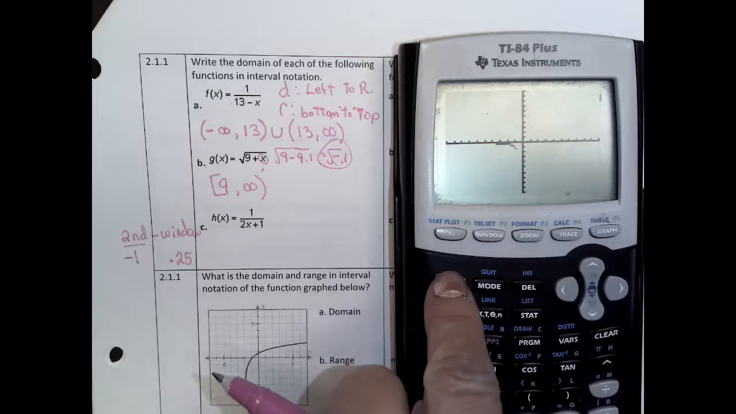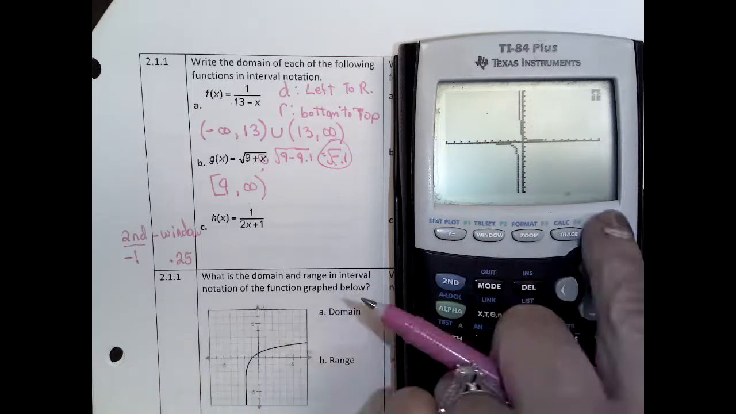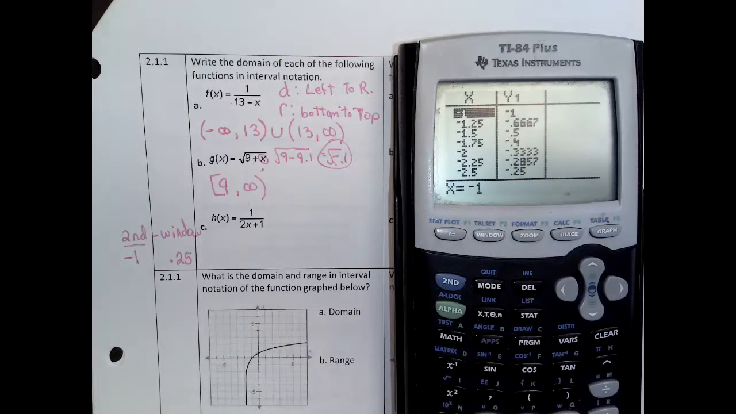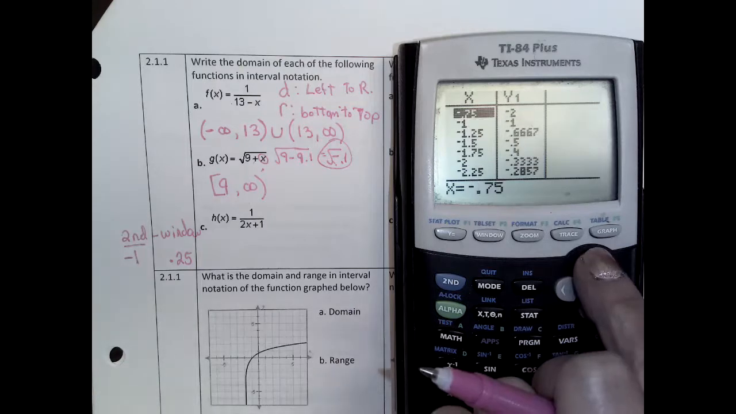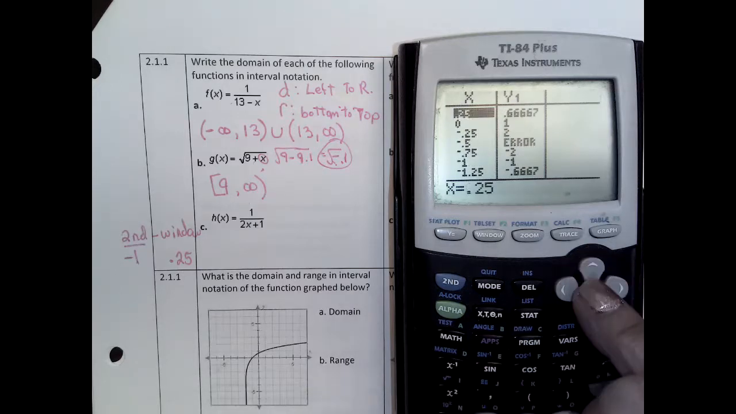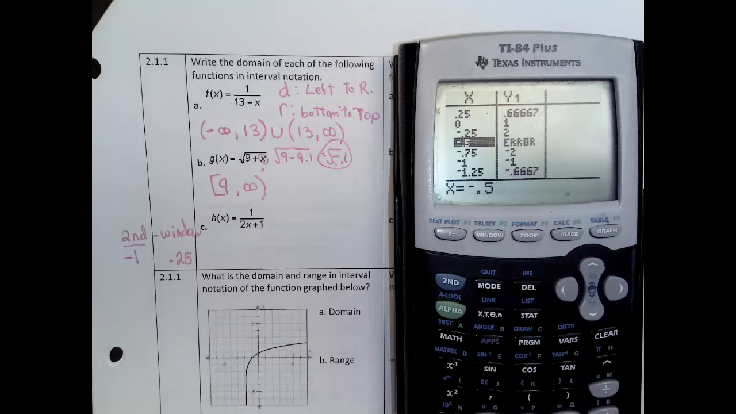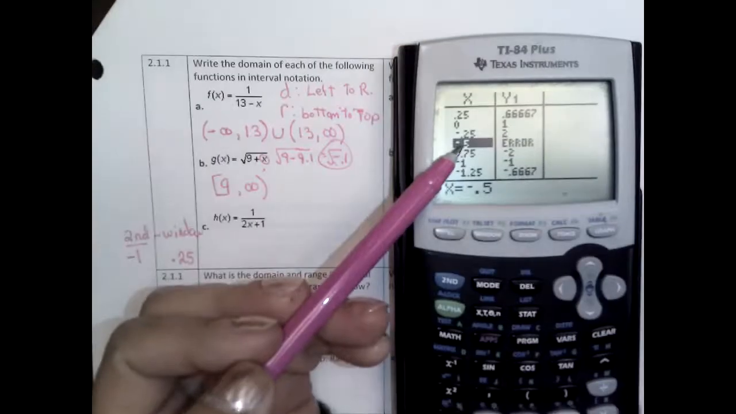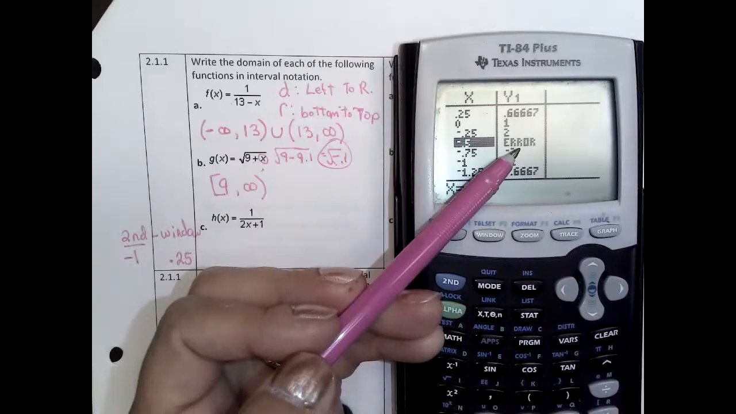So now you didn't have to push graph. I did. You could just hit second and table again. And now let's go on ahead and see what happens. Okay, so as our x value increases, what happens there to that y value? Well, I get an error at -0.5.